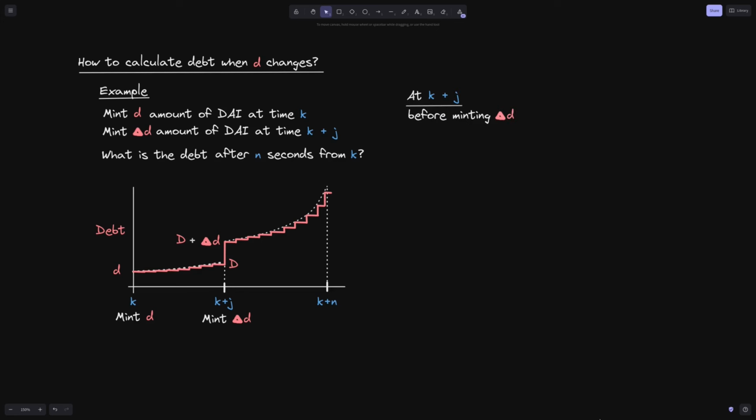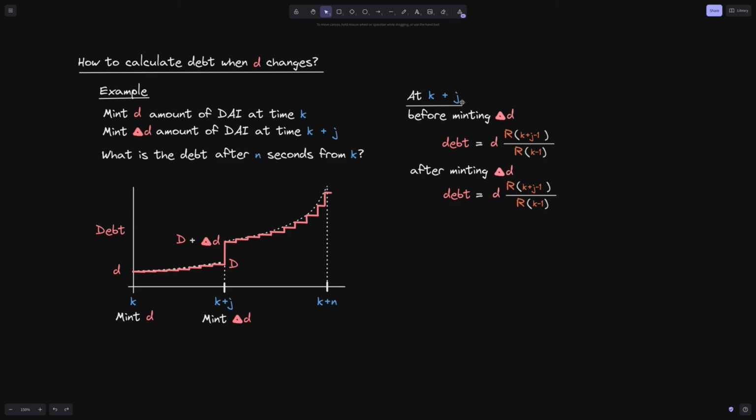Okay, let's begin. Let's first calculate the debt that the user owes at time k plus j before minting this delta D amount of DAI. Well, from the previous example, we saw that the debt that the user owes can be calculated by the rate accumulation function. Take the current rate accumulation function at time k plus j, and then divide by the rate accumulation function when the user minted D amount of DAI. How about after minting an additional delta D amount of DAI? What is the debt that the user owes to the MakerDAO stablecoin system?